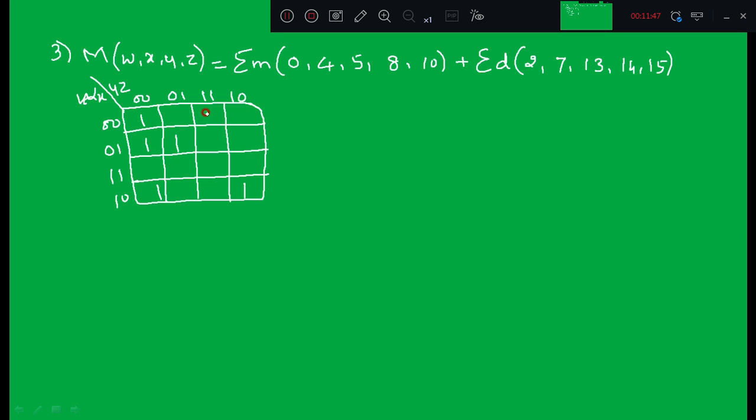This is 10. Okay, then 2, 0, 1, 2, then 7, 13 is here, 12, 13, 14, 15, right? So now try to cover all those minterms with the minimum number of groupings.